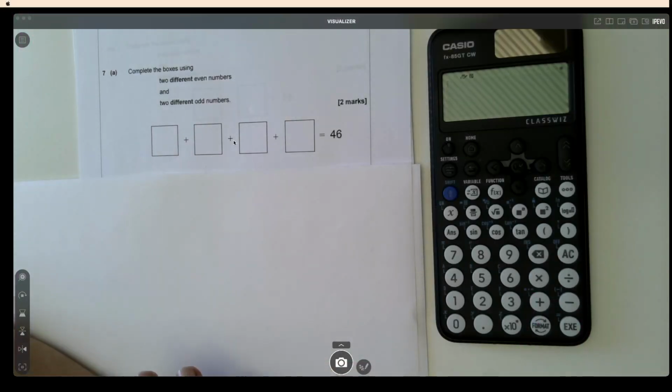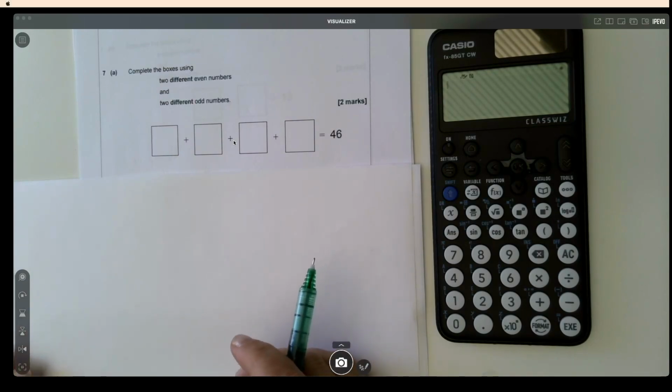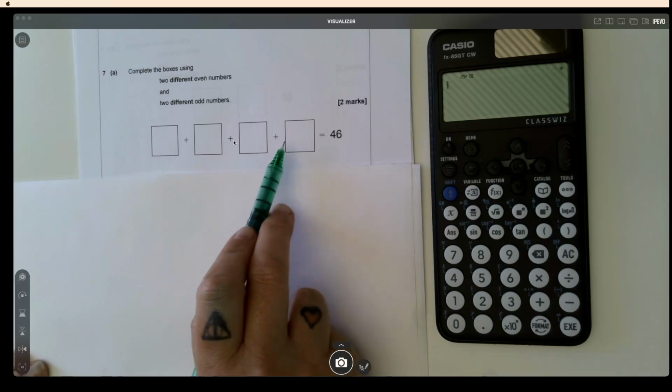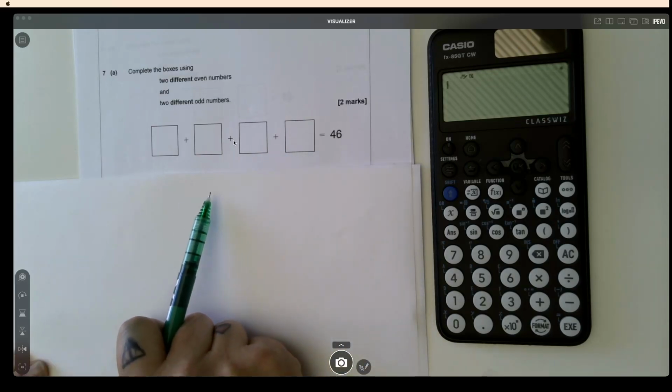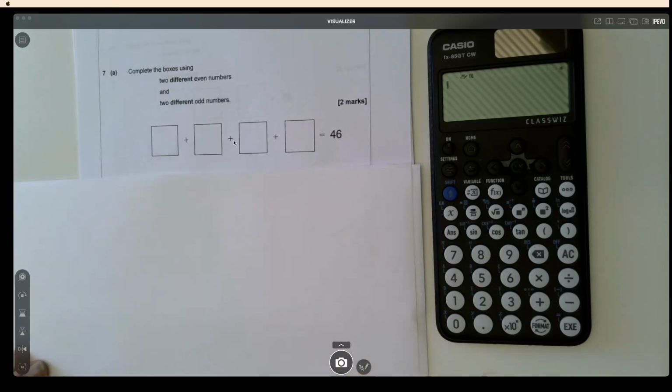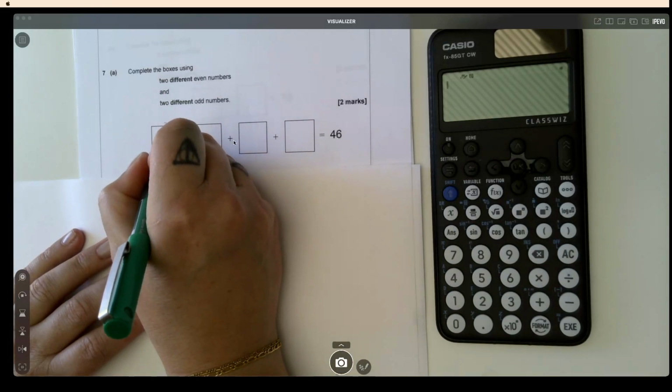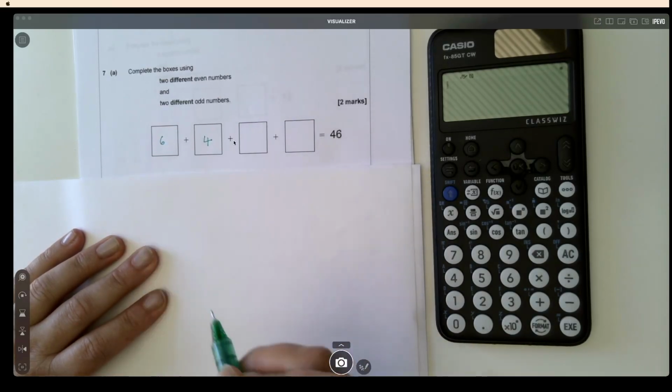Question 7a. Complete the boxes using 2 different even numbers and 2 different odd numbers. So we've got 4 numbers in total that are being added together to make a total of 46. We want 2 of the numbers to be even and 2 of the numbers to be odd. So I'm going to start by picking 2 even numbers. So let's pick 6 and 4.